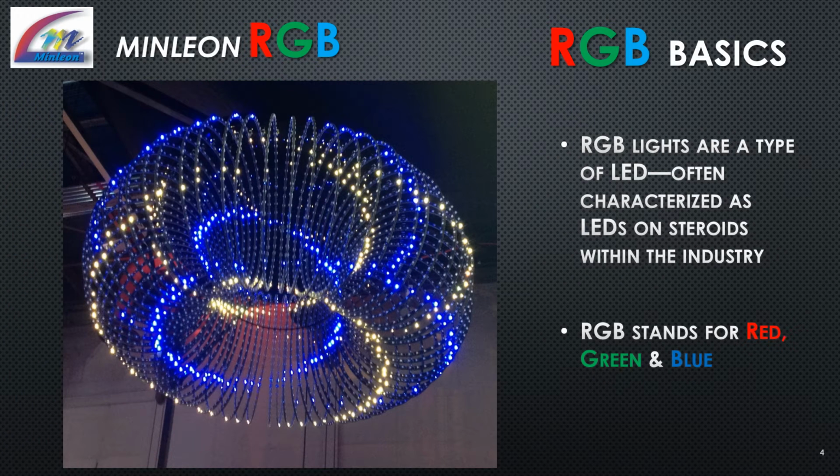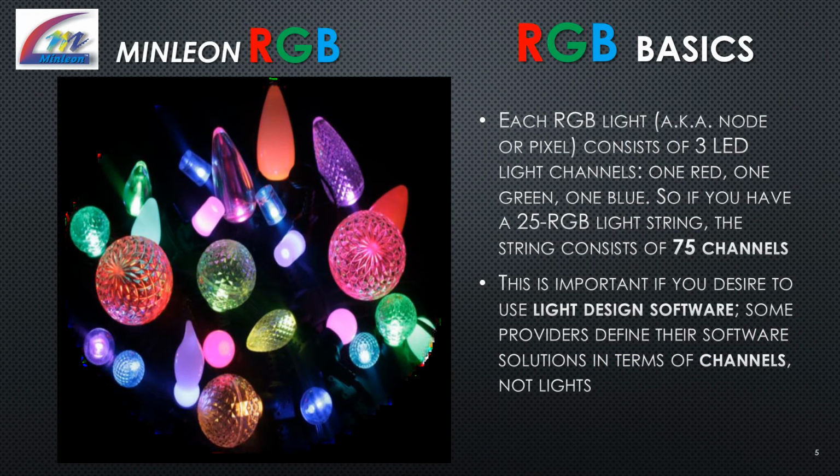RGB Basics. RGB lights are a type of LED, often characterized as LEDs on steroids within the industry. RGB stands for red, green, and blue. Each RGB light, also known as a node or pixel, consists of 3 LED light channels, one red, one green, and one blue. So if you have a 25 RGB light string, the string consists of 75 channels.